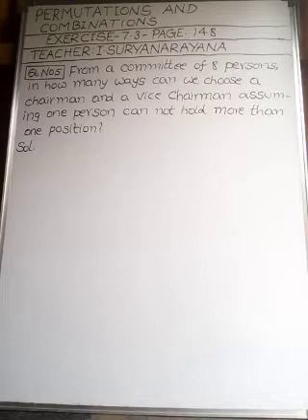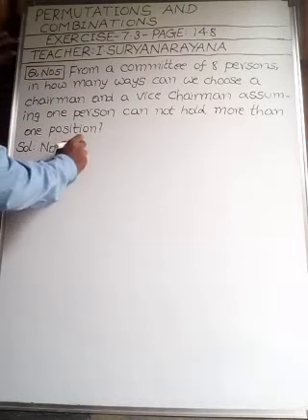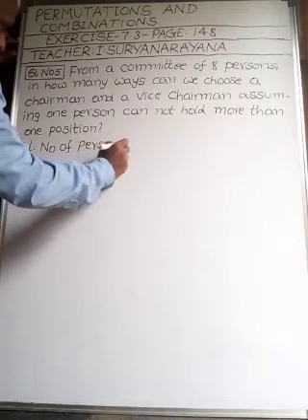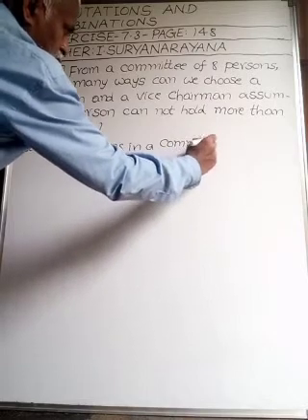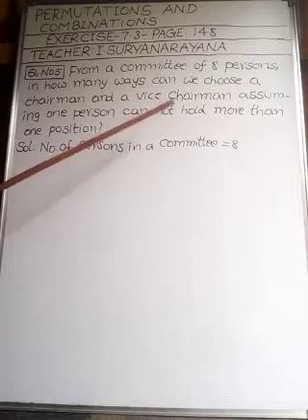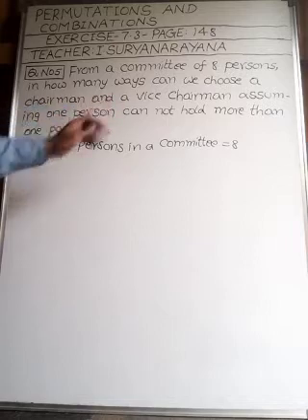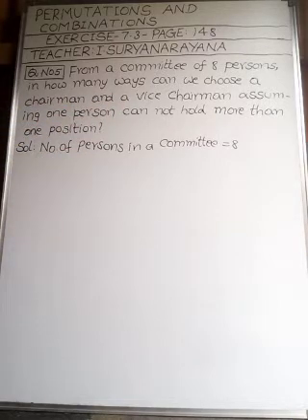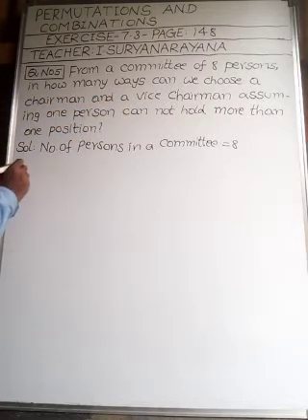How many persons are there in a committee? 8. Let us write the given data. Come to the solution part. Number of persons in a committee: total 8 persons are there. How many positions are there? Chairman and vice chairman. We have to choose a person to these two positions. So let us take two blanks for chairman and vice chairman.